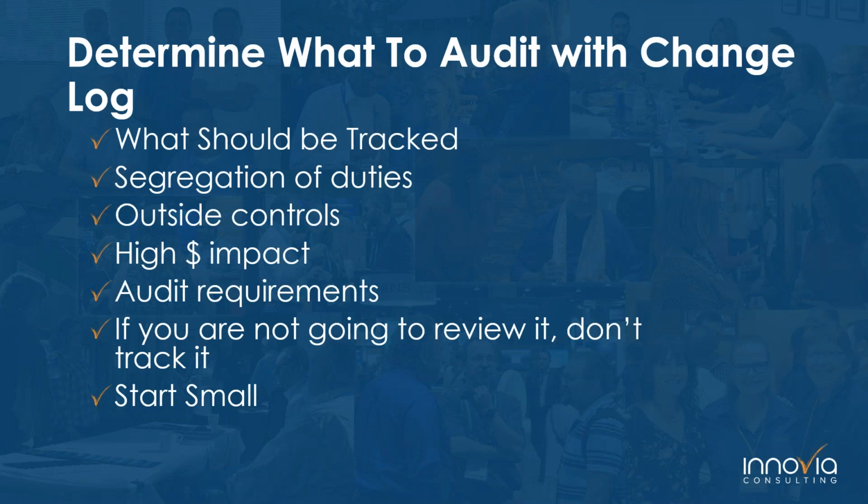Sometimes you might have outside controls in place. Maybe if you use positive pay, that would mean you don't have to track some fields regarding payments because you're using positive pay with the bank. So kind of walk through the different controls that you guys already have in place. And really look for the high dollar impact, right? What fields in your system that someone can make changes could provide a financial impact to your company. Those are the ones you really want to look out for and track.